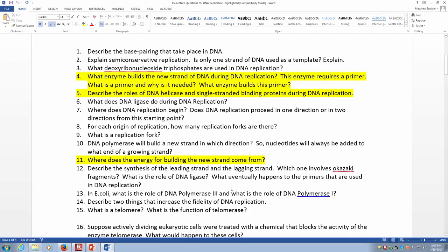And so the first question that I want to ask has to do with one of the enzymes. So what enzyme builds the new strand of DNA during DNA replication? Right, DNA polymerase. And one thing we stated about this polymerase is that it requires a primer. First of all, what is a primer? Yeah, so in DNA replication, it's a short strand of RNA. And so why is it needed then?